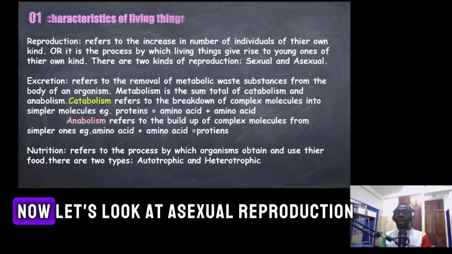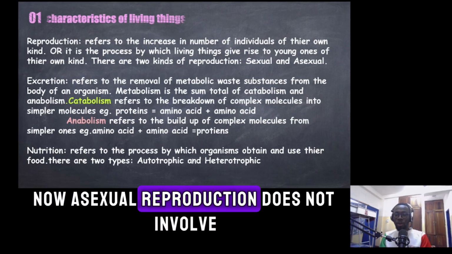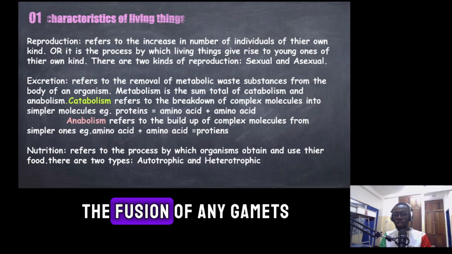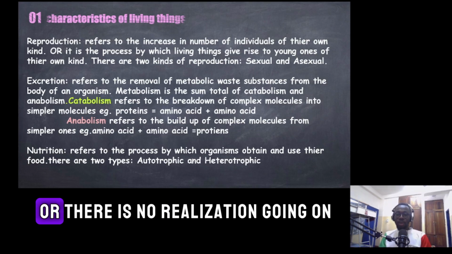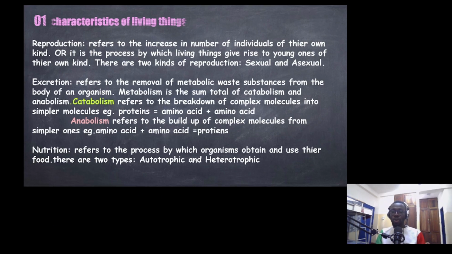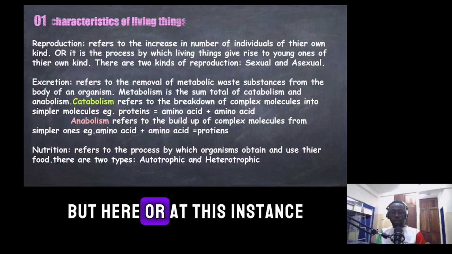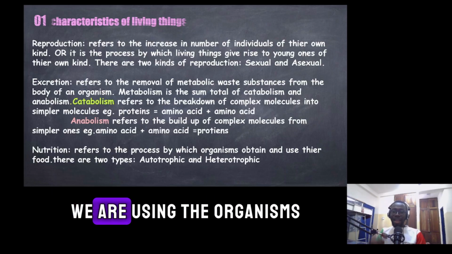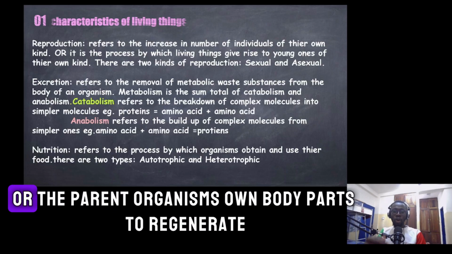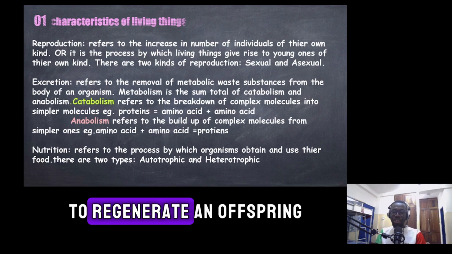Great. Now let's look at asexual reproduction. Asexual reproduction does not involve the fusion of any gamete, or there is no fertilization going on. But here, we are using the parent organism's own body parts to regenerate an offspring.